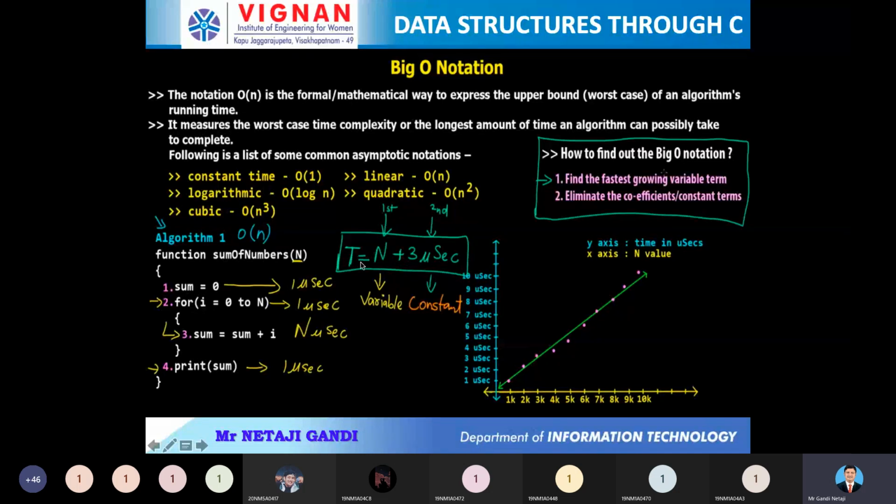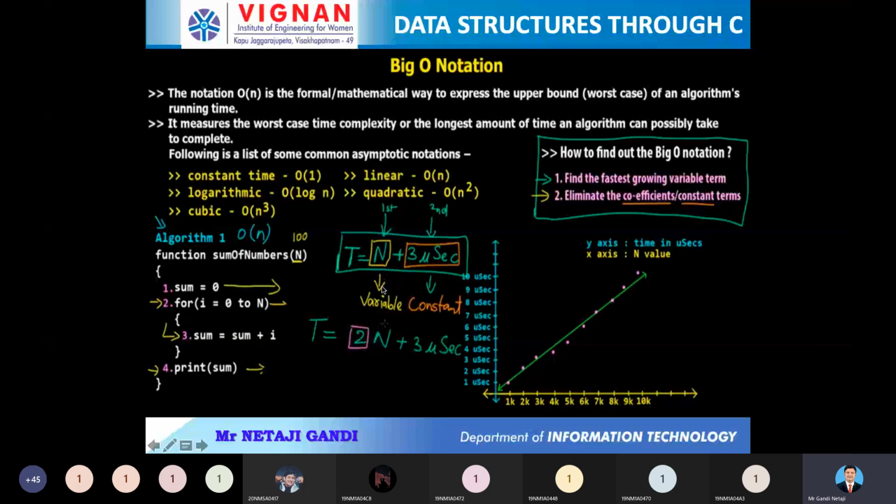The second step is to eliminate the coefficients and also the constant terms. So now we can remove the 3, the constant. This is a constant, this is a variable. Now we can remove this one. What is the time complexity for this one? Order of big O of n, big O of n.